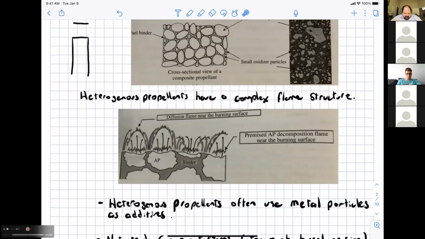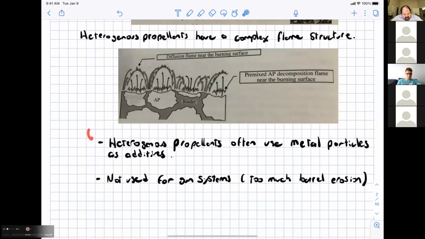Okay, and so heterogeneous propellants often also use metal particles as additives. And because of all these solid particles that are present in a heterogeneous or composite propellant, to my knowledge, they are never used for gun systems. I think the reason for that should be pretty clear. You do not want burning aluminum particles going down the barrel of your gun system. After you fire 100 rounds, you probably won't have much of a barrel left. And so that's why gun systems use homogeneous propellants that don't use any metal additives.